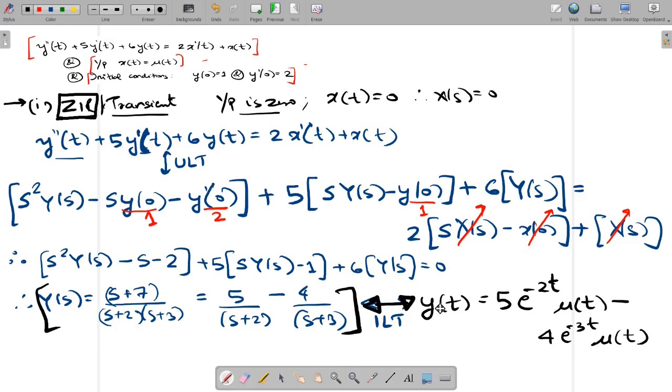So what response is this? This is your natural response. We can write y n of t. This is your natural response that you have got. So you have got your ZIR, that is your transient or your natural response. Okay, so the first job is done.